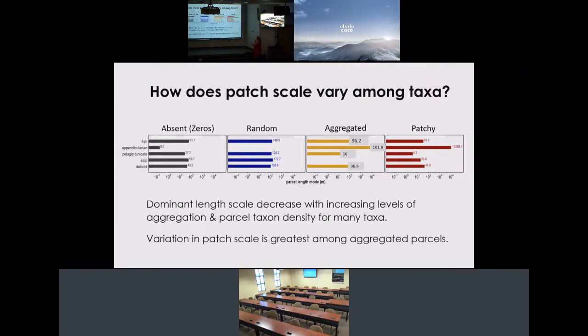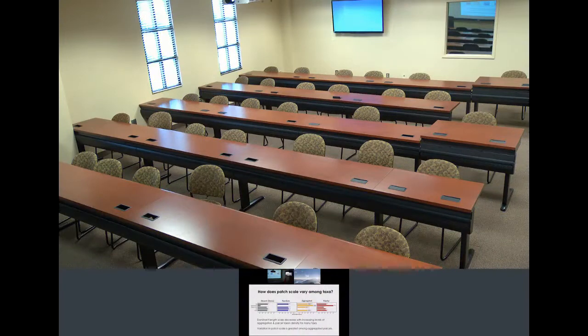These have text boxes on them because they were in orange and did not show up well on the monitor. Okay, so what we're looking at here is a log scale. We have our groups, we have our different parcel types. And the number here represents the actual value of our modes, so this is the scale of the parcel length. So patch fish, which is our top group here, you see that the scale of patchiness for fish is around 35 meters.